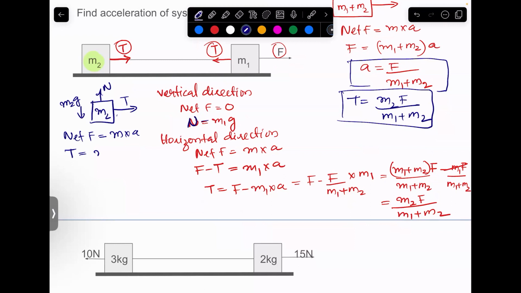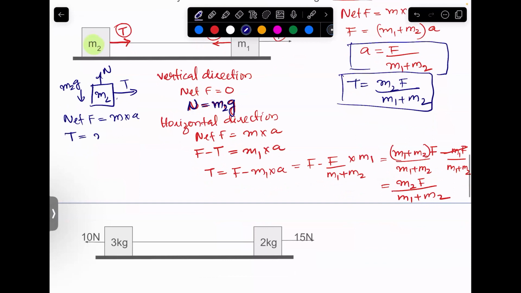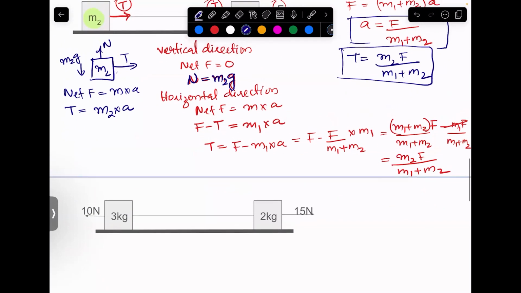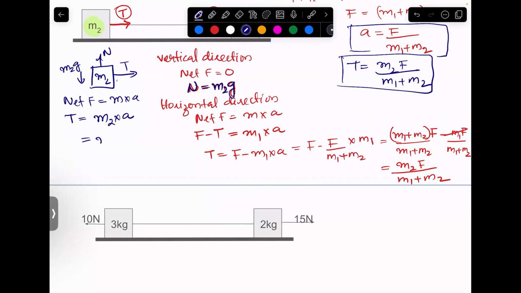In the vertical direction, we know what is happening. N equals M2G, so that is gone. Horizontal, what is happening? Net force is T, and mass is M2, and acceleration is A. So how to substitute this acceleration here? T equals M2 times A, equal to F by M1 plus M2. So that's how we know that the tension force remains constant along the string, right? Both the tension expressions are equal.